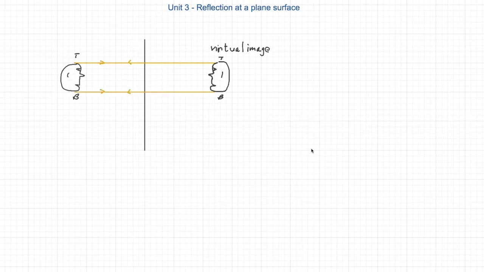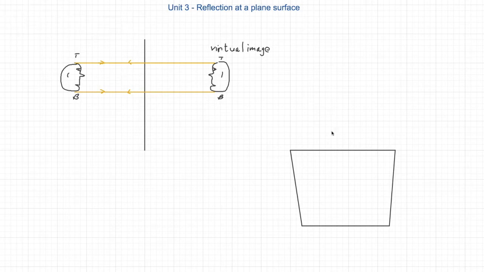Now, why are we flipped right for left and left for right? Let's draw another mirror. This time we'll be looking at it from the front. So we're going to have someone stand in front of the mirror. We'll see the back of their head. Give them some hair.